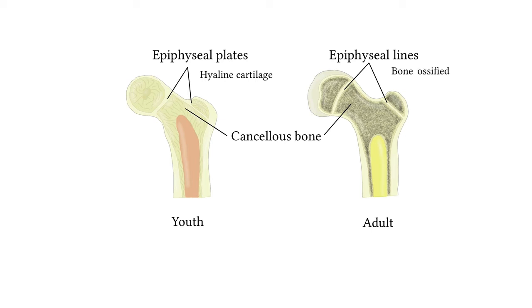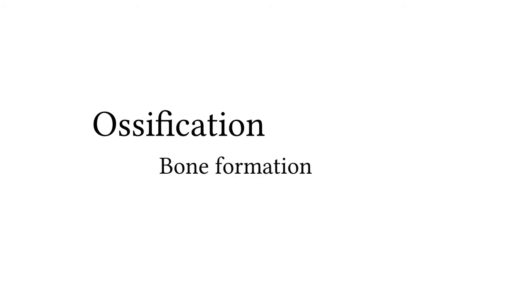When bone forms like this, we say the material has been ossified. Ossification is bone formation, so we can say that when a person becomes an adult or is mature, the epiphyseal plate undergoes ossification into the epiphyseal line.